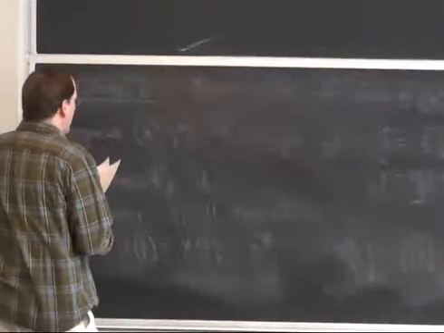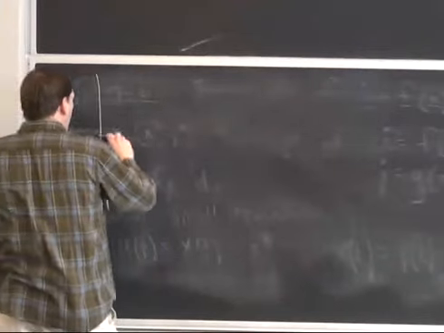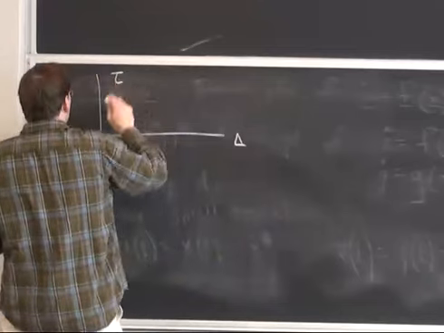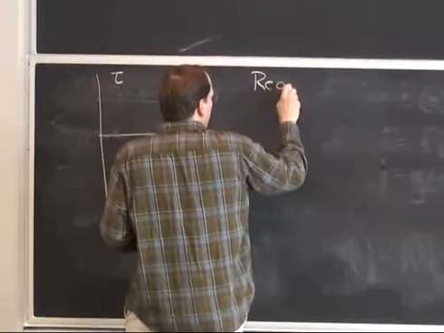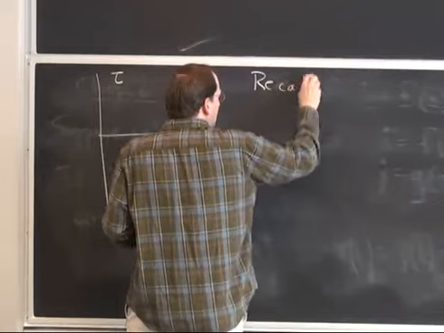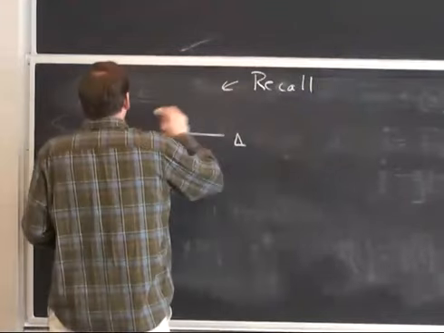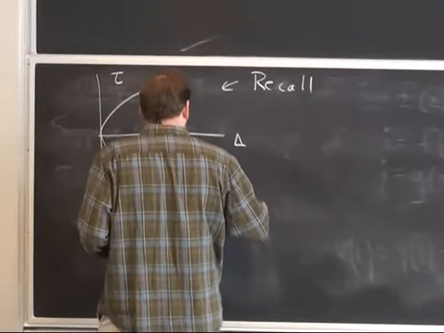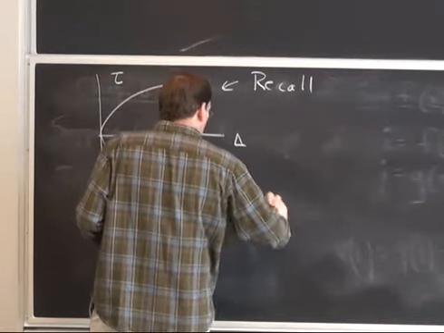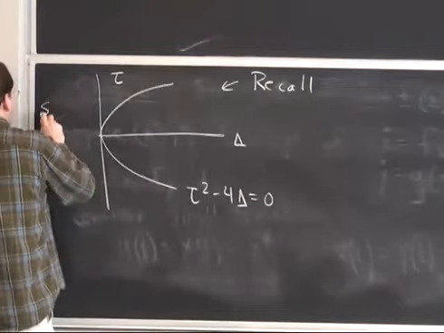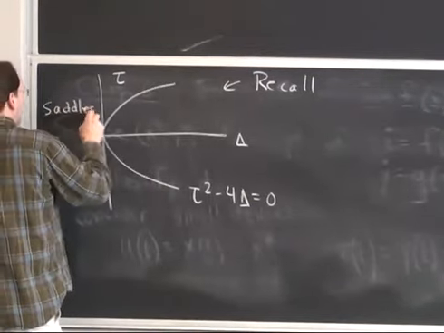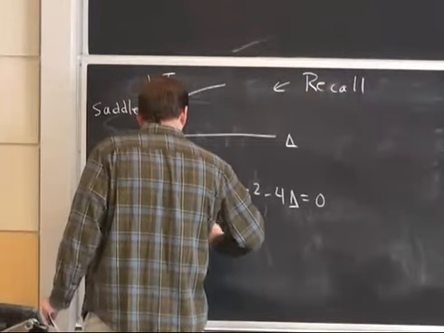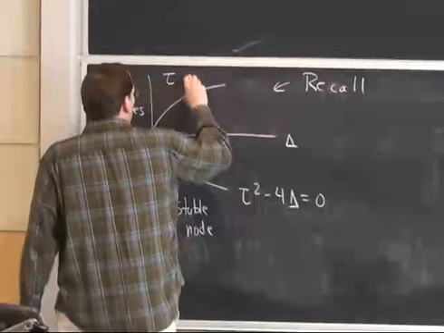Maybe you remember this picture that we drew, where we had the determinant on this axis and the trace. So recall this picture. Then there was this parabola going through here, which was tau squared minus 4 delta equals 0. And we said that saddles live over here. And the nodes, this would be a stable node down here. The unstable nodes are up here.